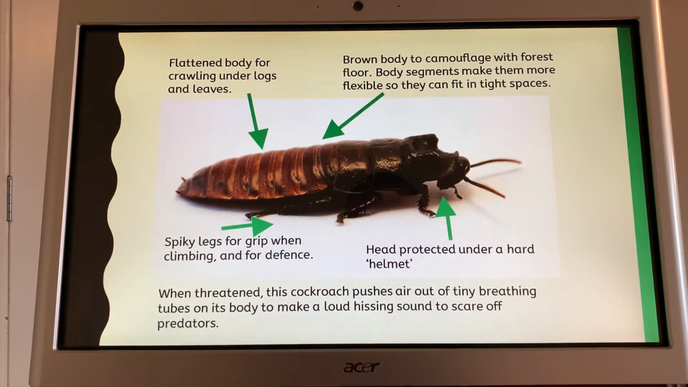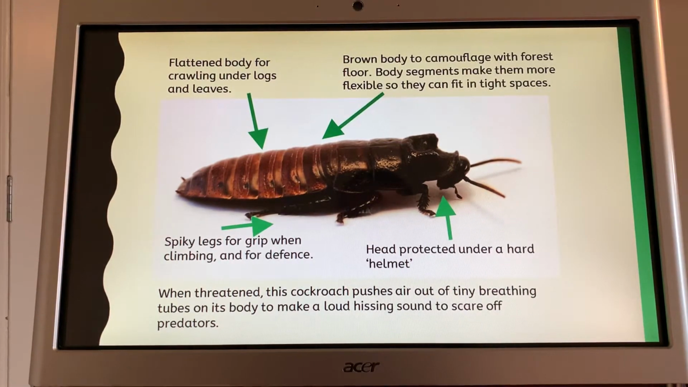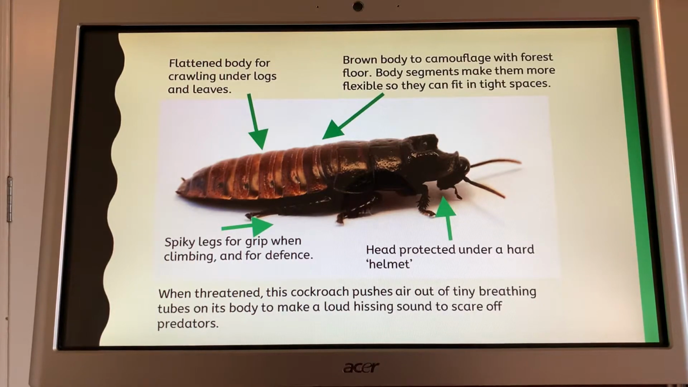Now, it has a flattened body for crawling under logs and leaves. Brown body to camouflage with the forest floor. Body segments make them more flexible so they can fit into tight spaces. Spiky legs for grip when climbing and for defense. Head protected under a hard helmet. Almost like a big helmet here, you can see it right there. When threatened, this cockroach pushes air out of tiny breathing tubes on its body to make a loud hissing sound to scare off predators. Perhaps the hissing might sound like a snake.